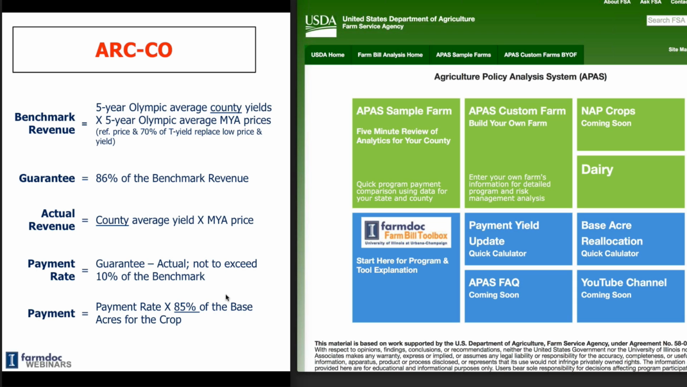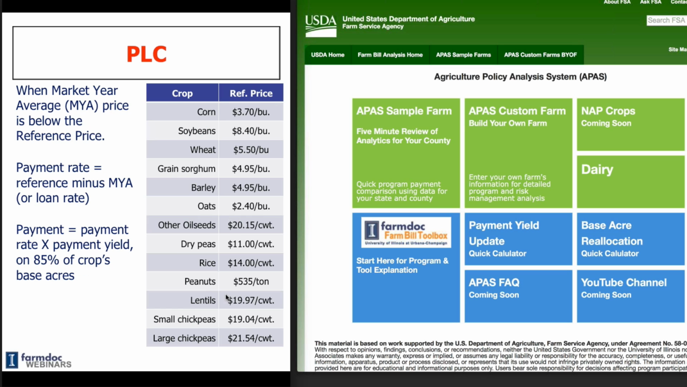So here on the screen in front of you, we won't walk through the specific details, but you see the calculations for the Ark County program. The only thing I want to highlight is just a reminder that we're using county yields. These are not your farm's actual yields for this crop. County yields are used both in the benchmark and the actual calculation. Keep in mind the payment rate has a maximum of 10% of that benchmark, and the payments are on 85% of the base acres for that crop. So Ark County is going to pay out on 85% of the base for the individual crop enrolled in that program or elected for that program.